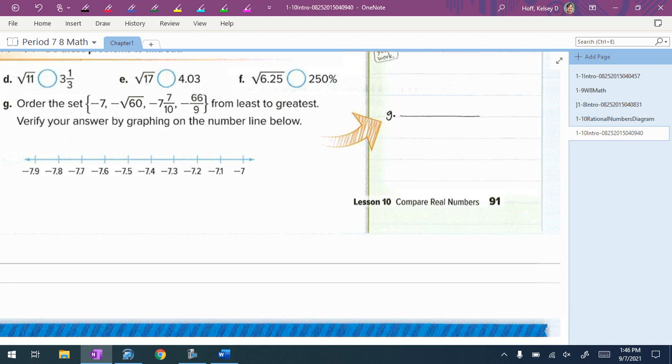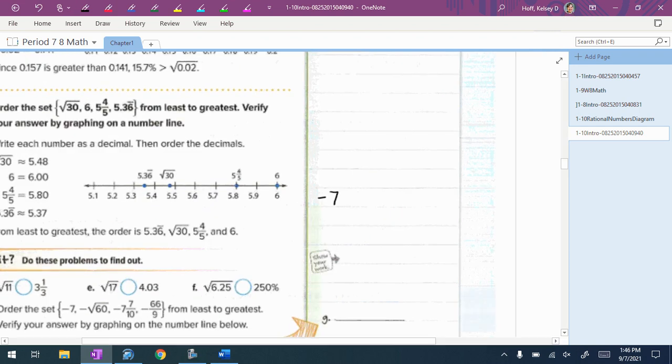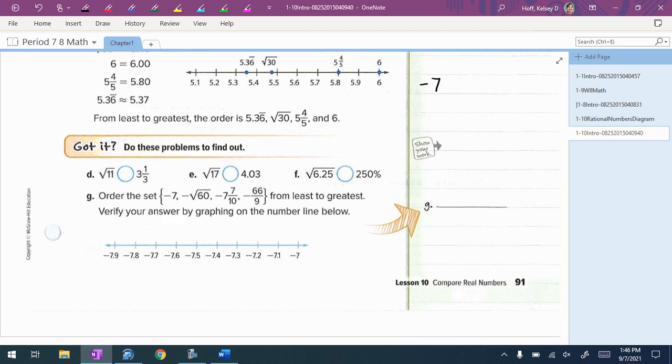Okay, on your own right now, change all of these into decimals. -7, negative square root of 60, -7 7/10, and -66/9. Take a minute to change all of those to a decimal, and then we'll put them in order together.